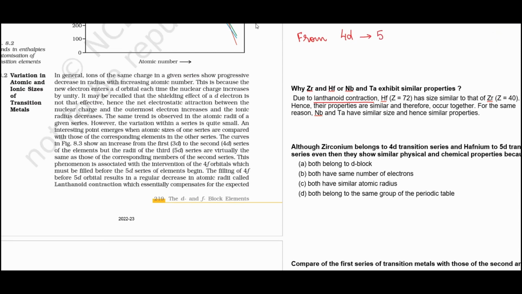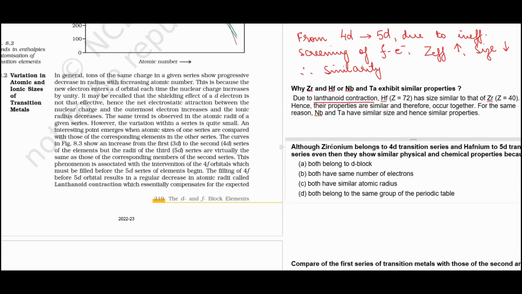from 4d to 5d, due to ineffective screening of intervening f electrons, Z effective increases, size becomes less than expected, and therefore similarity of size and hence properties. So all such questions will be based on this point.